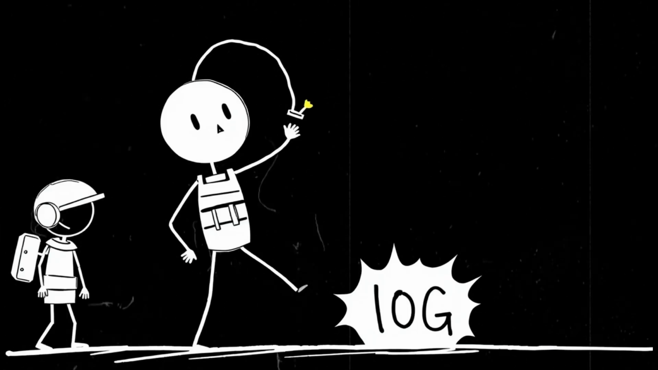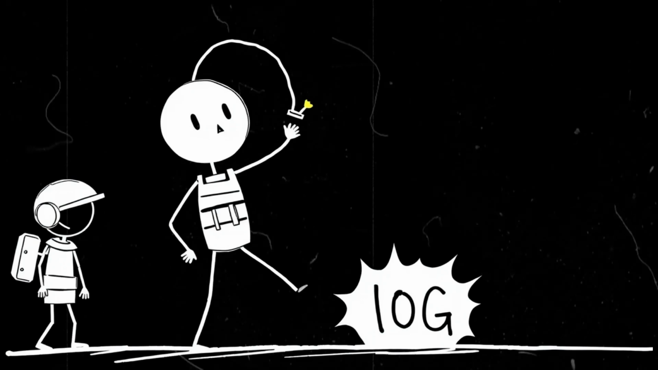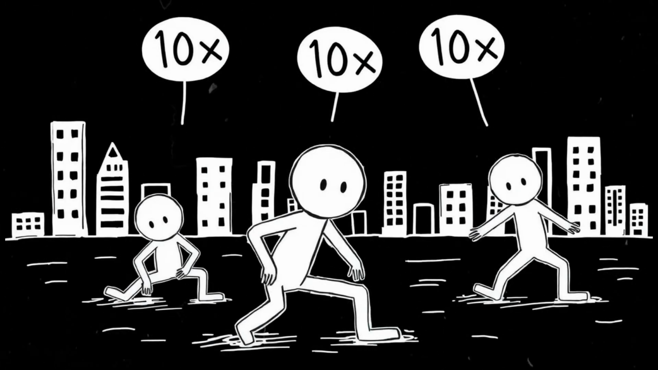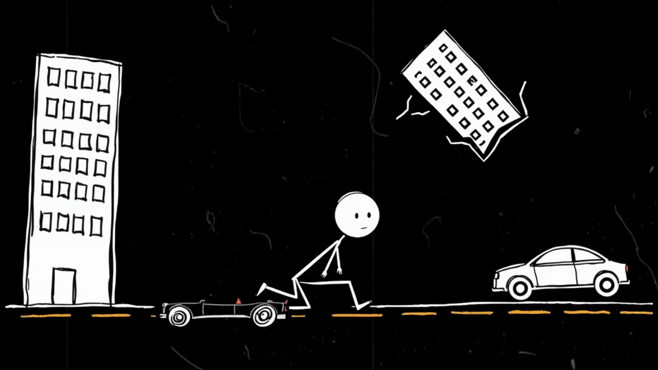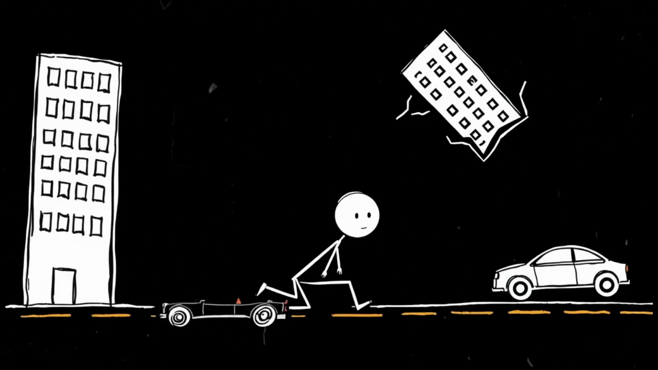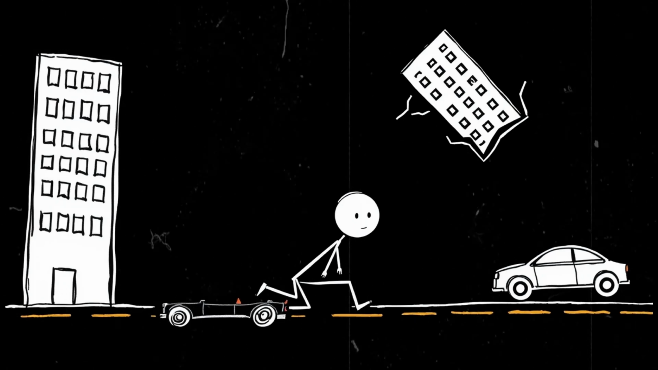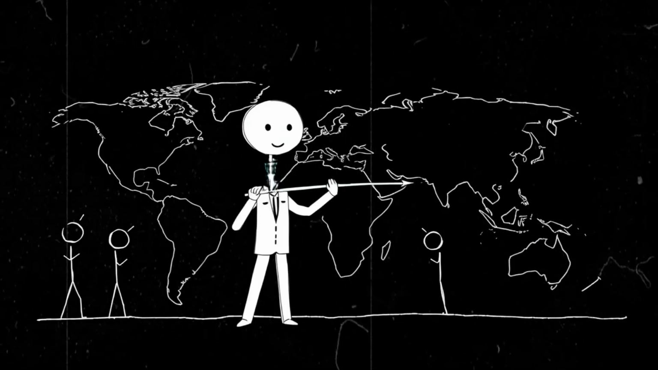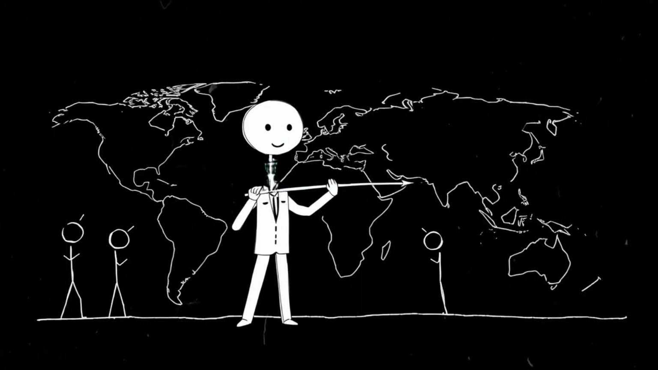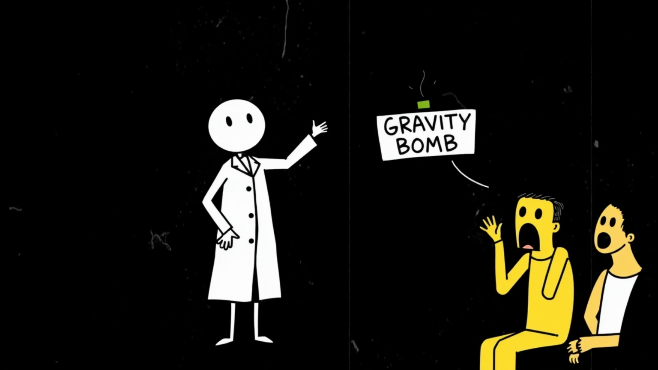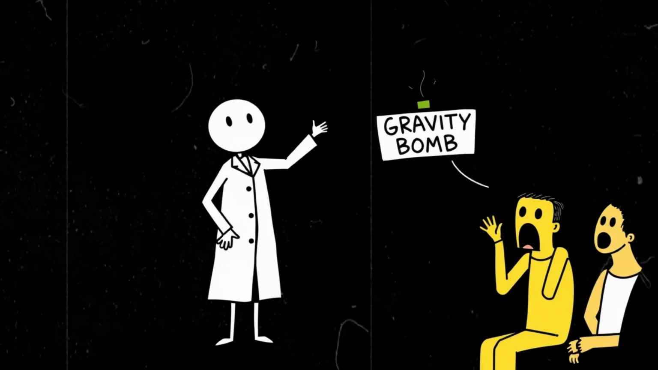But here's the kicker. If we can control gravity, we can weaponize it. Drop a 10G gravity bomb on a city, and suddenly everyone weighs 10 times more. Cars collapse, people can't move, buildings crack under their own weight. Gravity becomes a force not just of nature, but of geopolitics. Congratulations, you've invented the most boringly terrifying superweapon.